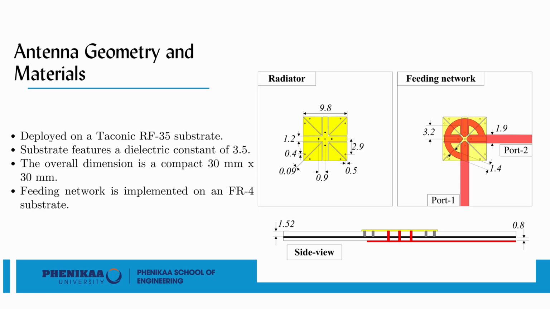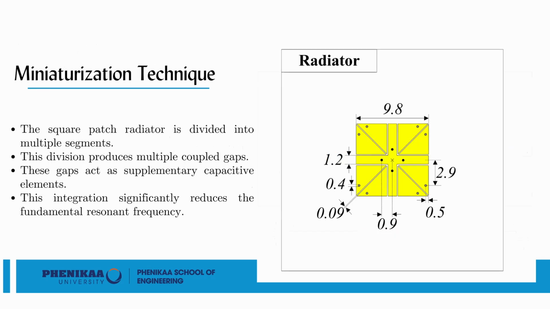The most critical feature of this geometry is the segmented nature of the square patch, which directly drives the miniaturization. To achieve the target electrical size at 5.6 GHz, we modified the conventional continuous metal patch. The square radiator is strategically divided into multiple distinct segments. This division introduces a series of narrow, coupled gaps across the radiating surface.